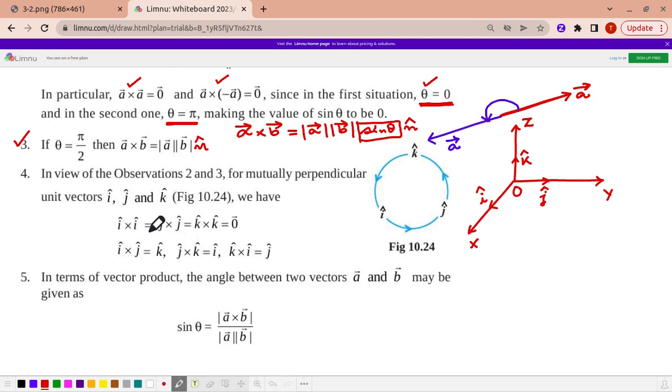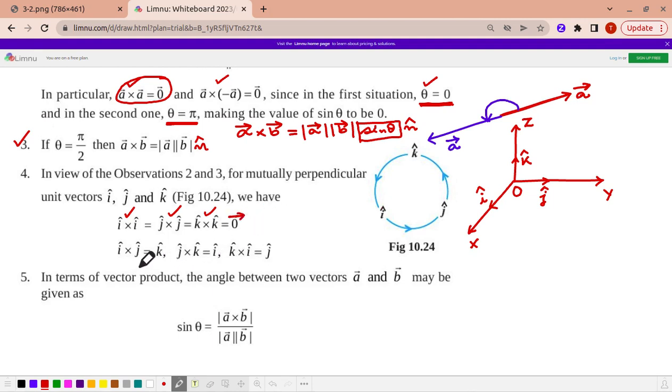Now i cap cross i cap has to be 0 from this rule: a vector cross a vector is equal to 0. From the same logic we can say i cap cross i cap equal to 0, j cap cross j cap equal to 0, k cap cross k cap equal to 0. 0 means 0 vector, as you see here.